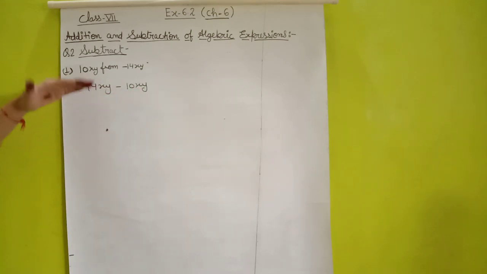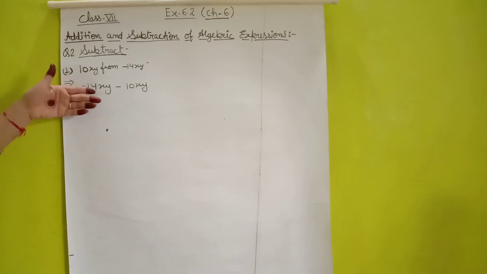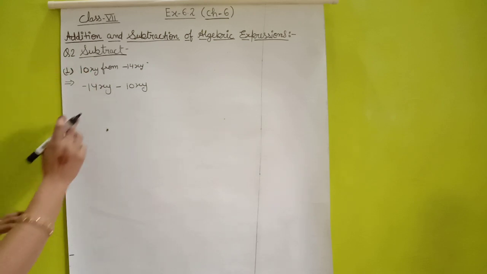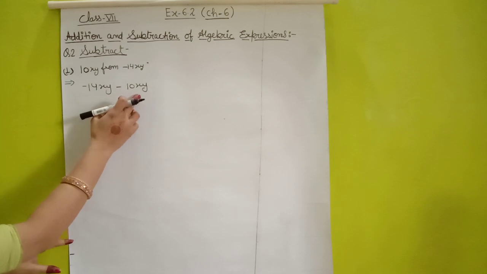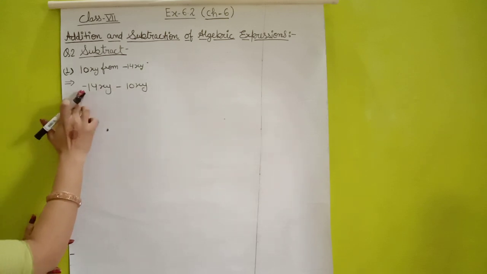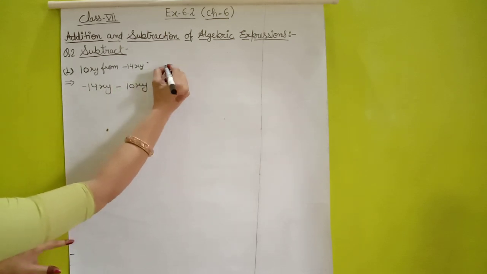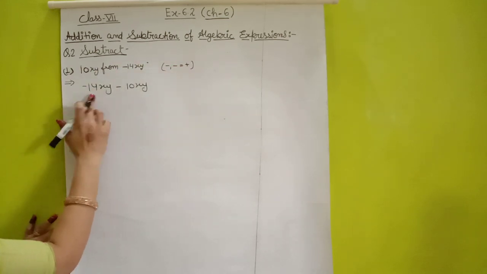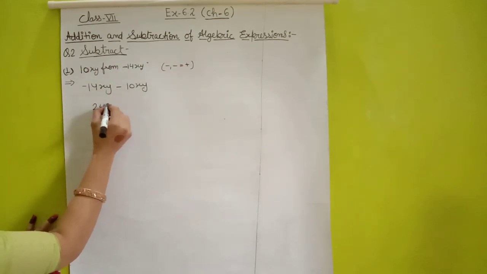No need to write in column method. When more terms will come within one equation, 3, 4 terms will come, then we will use column method. Okay, so minus 14xy minus 10xy. Students, now minus and minus. You know very well minus and minus what will be? Plus. So 14 and 10 it will be 24.